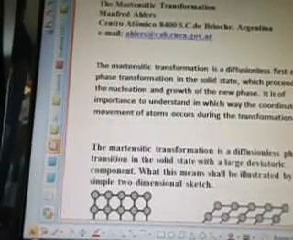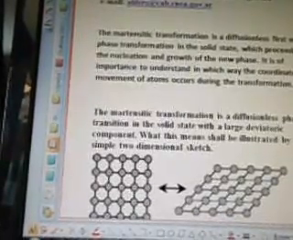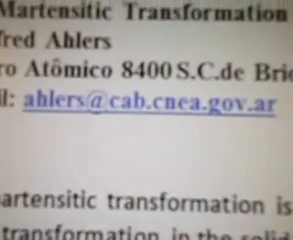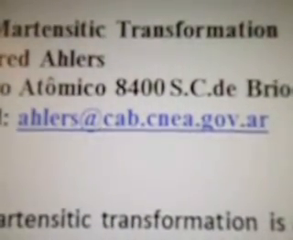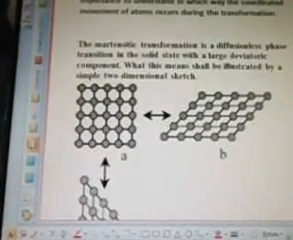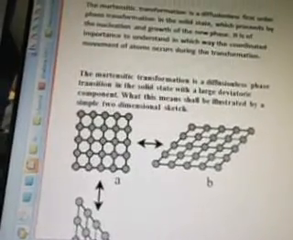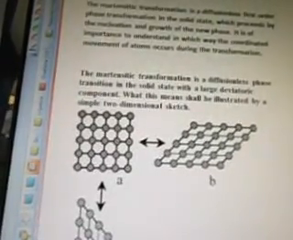transformation. The martensitic transformation, Manfred Allers from Argentina, and that's his email there, allers@cab.cnca.gov.ar if you want to contact him. I'm thinking it's a man. I don't know if it's a girl or a guy, okay?